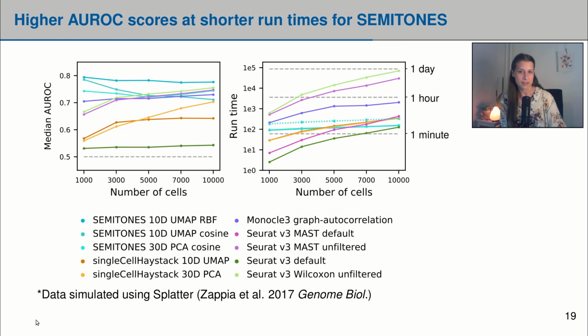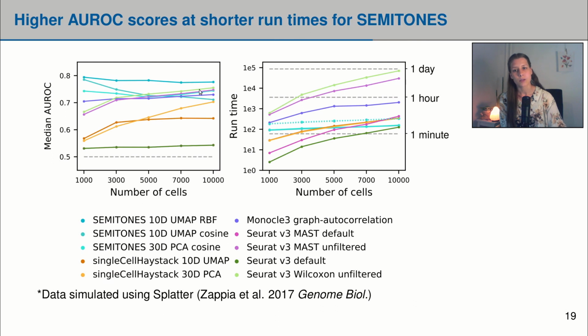For this we use simulated data obtained using Splatter for 1,000 to 10,000 cells, and Splatter provides a ground truth on differential expression for each simulated gene, allowing us to compute ROC scores to compare SEMITONES to single-cell Haystack, Monocle 3, and several differential expression testing methods using Seurat's default gene filtering or without any filtering.